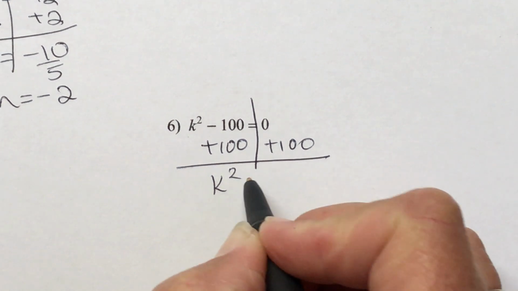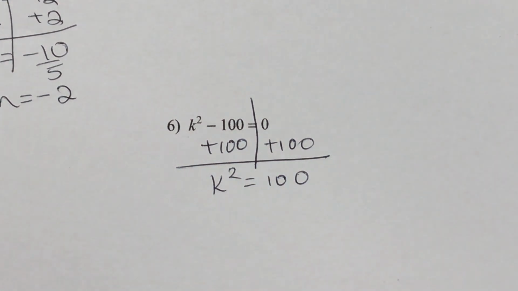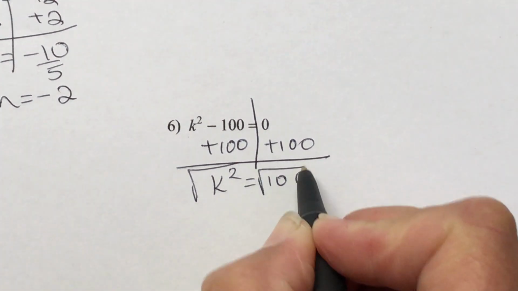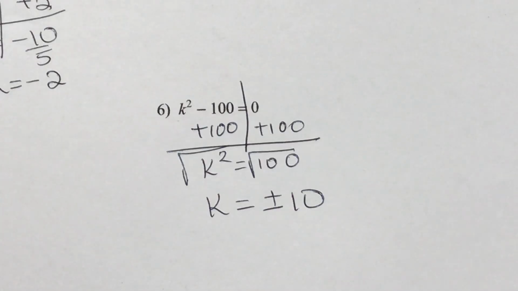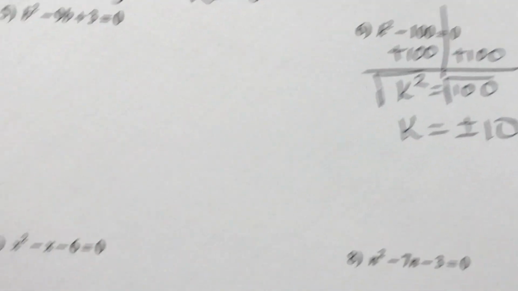I have k squared equals 100. We're going to take the square root of both sides. K equals plus or minus 10. Great. Let's go to number 7.